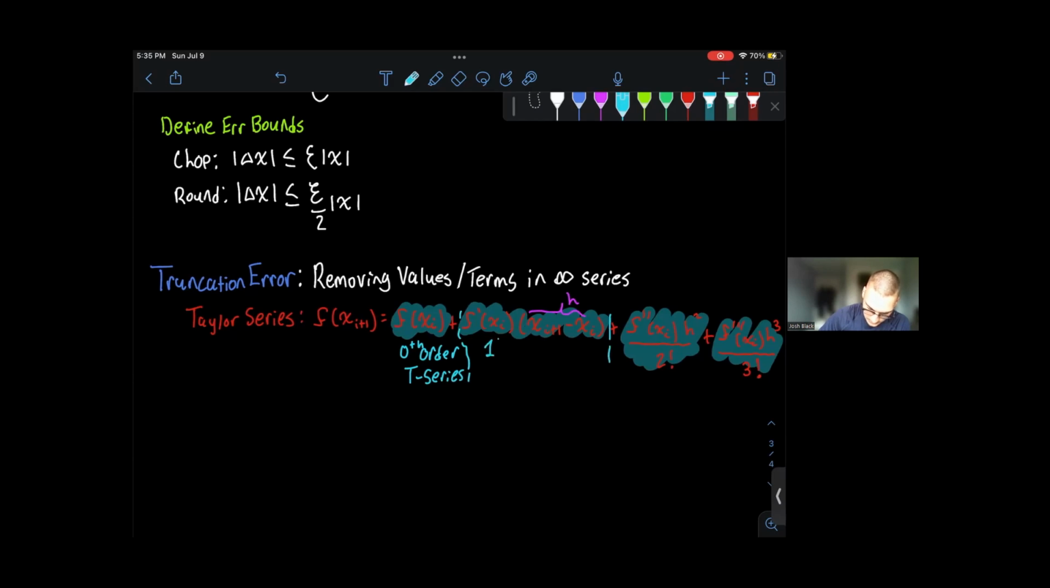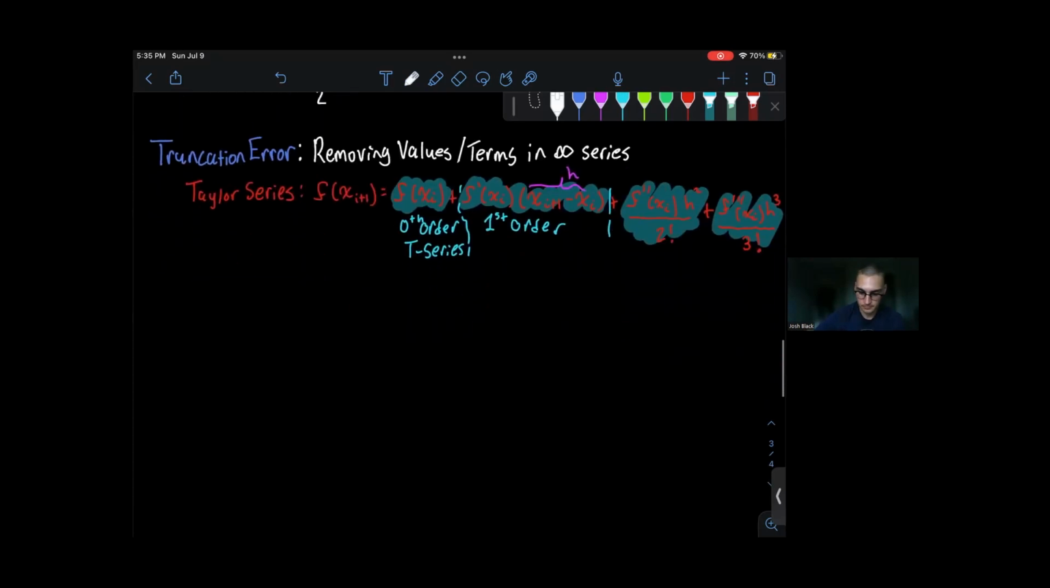This is our 1st order Taylor series. This one here is our 2nd order Taylor series, 3rd order Taylor series, and so on. Our Taylor series is infinite, meaning if we would like to, we can have as many terms. We can have a 100th order Taylor series if we want to.